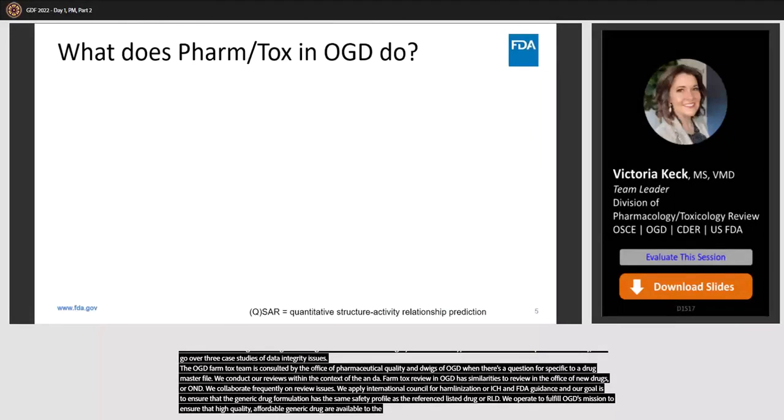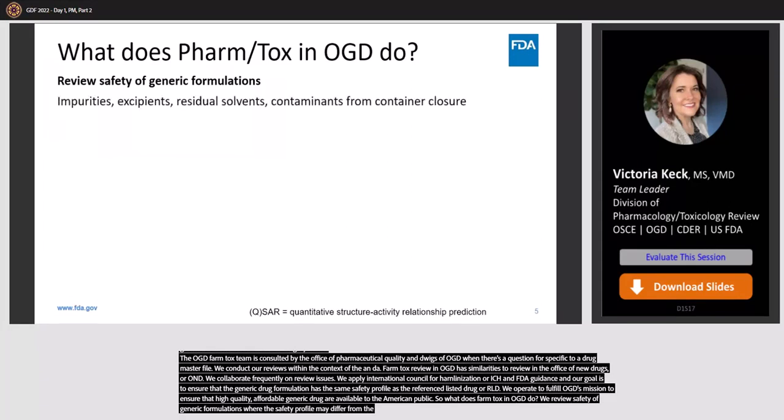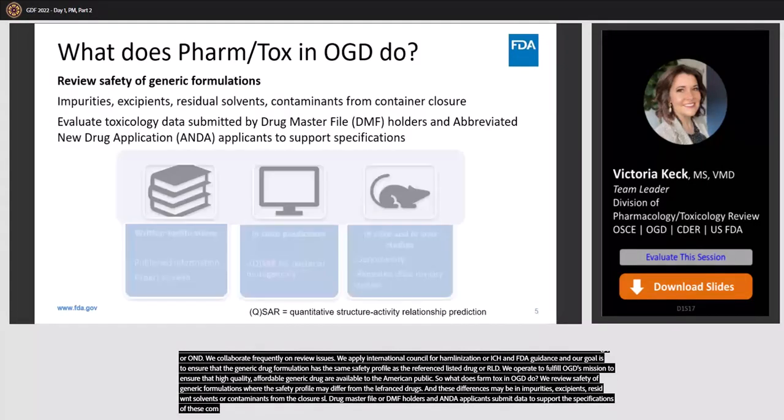So what does PharmTox in OGD do? We review the safety of generic formulations where their safety profile may differ from their reference-listed drug. And these differences may be in impurities, excipients, residual solvents, and contaminants from the container closure system. Drug master file or DMF holders and ANDA applicants submit toxicology data to support the specifications of these compounds when there is a question of safety surrounding them.